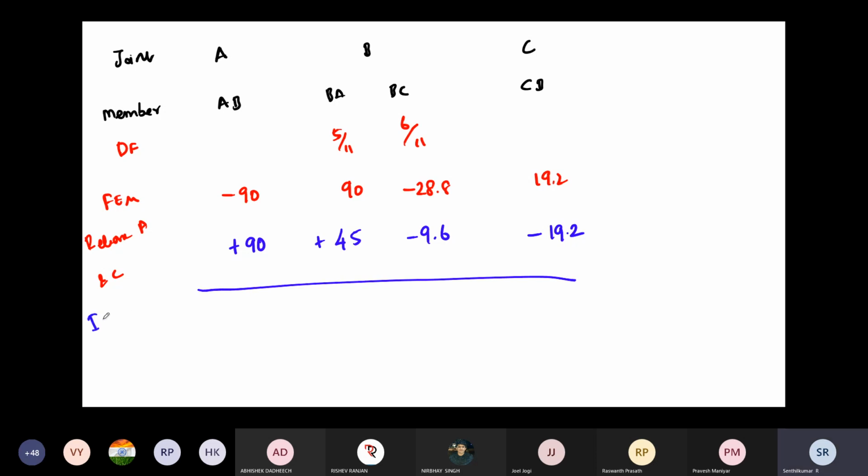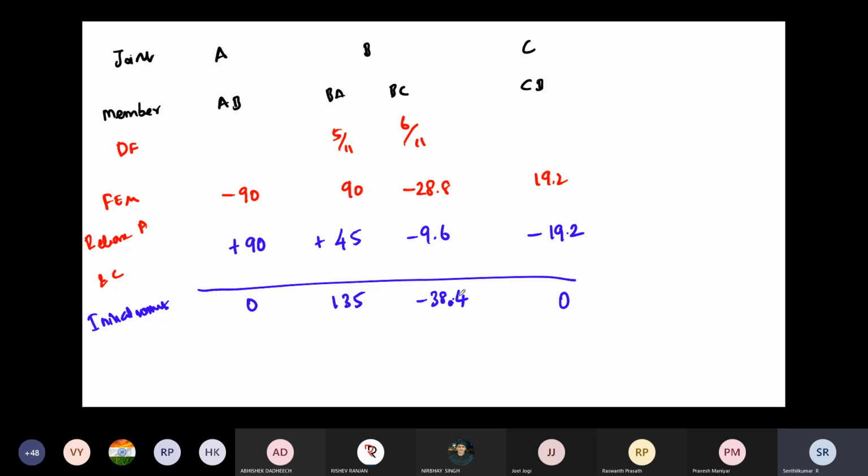Hereafter only, you are taking the initial moments for the corresponding beam. So this will be 0, yes, 0, because both ends are pins. Now here, 90 plus 45 will be 135. Minus 9.6 minus 28.8, how much is it coming? Minus 38.4. Now my question is, at joint B, what is your rule?